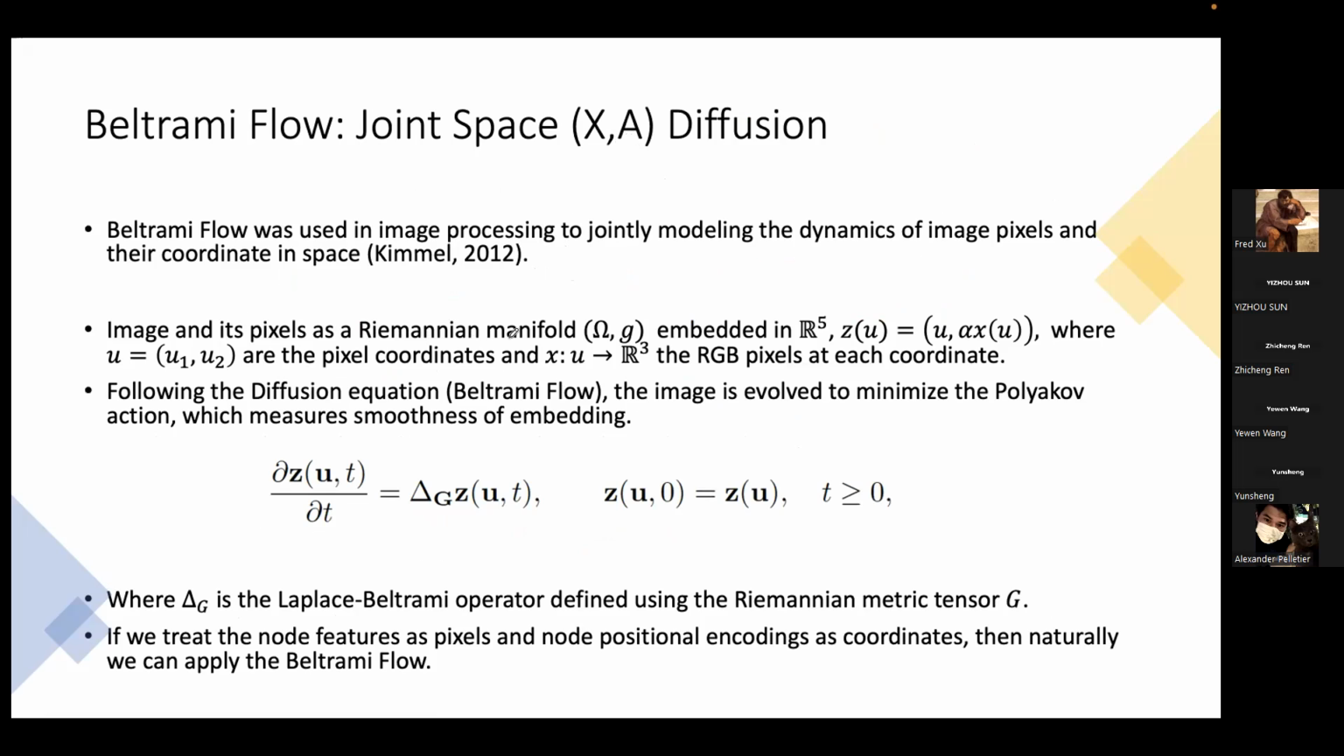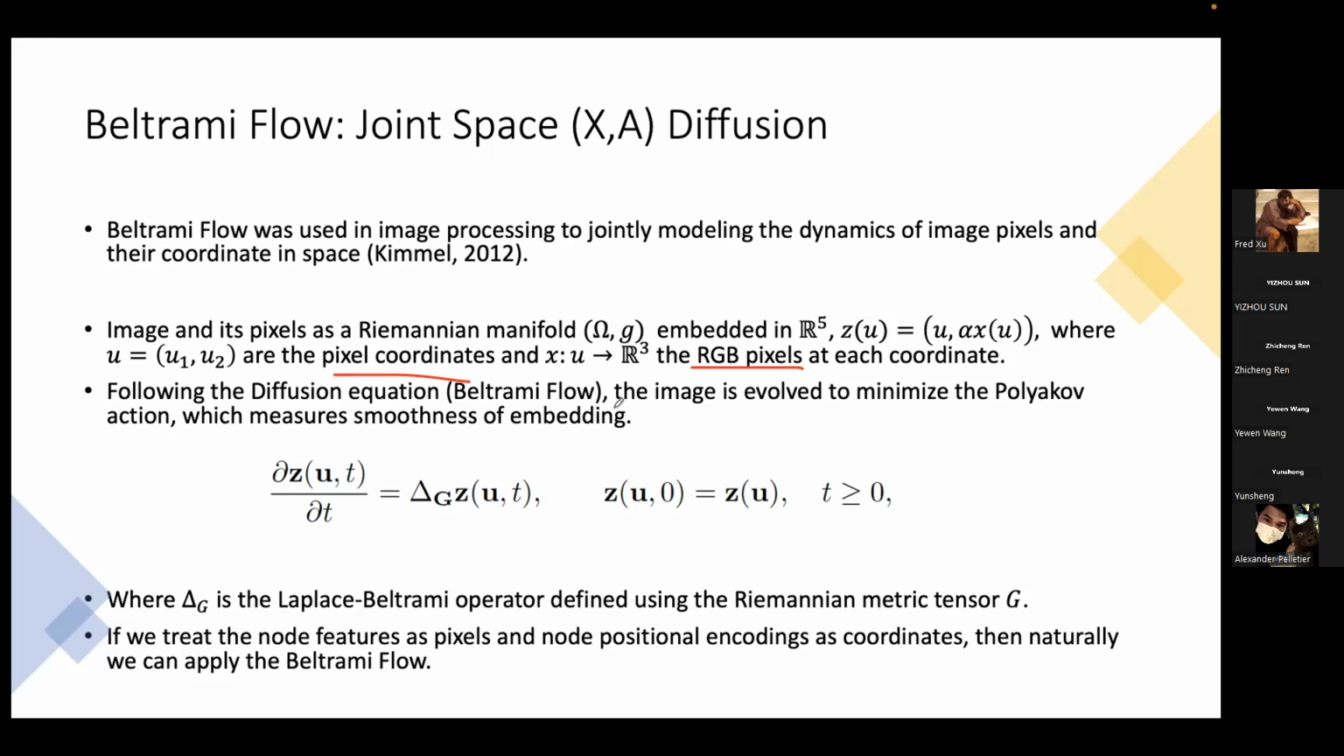Basically, we can think about the image as a joint space of the pixel coordinates and the RGB values. If we're talking about a two-dimensional image, then each pixel has a 2D coordinate, and it also has a 3D RGB representation. So in the end, we have a 5D space. And we can disregard this language here, where they say they treat it as a manifold and so on.